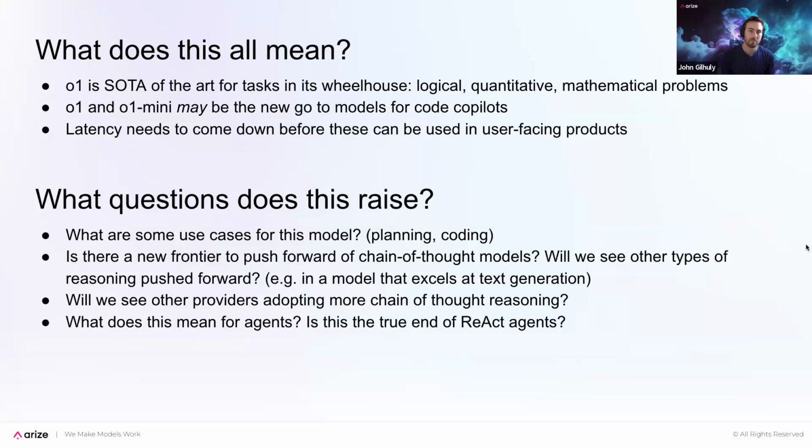And then you might have O1 and o1-mini becoming models for code copilots over time. But again, latency becomes a big issue. You need latency to come down before it's used in any kind of user-facing products as well. But yeah, Aman, are there any other takeaways in your mind, the top line you're coming out of this with?